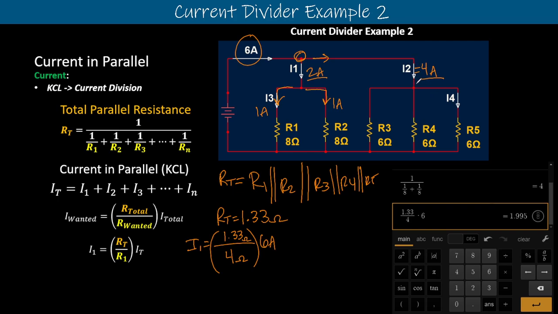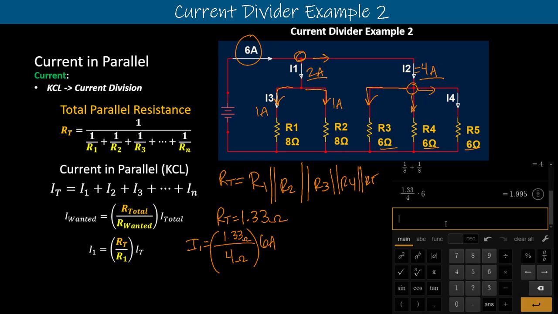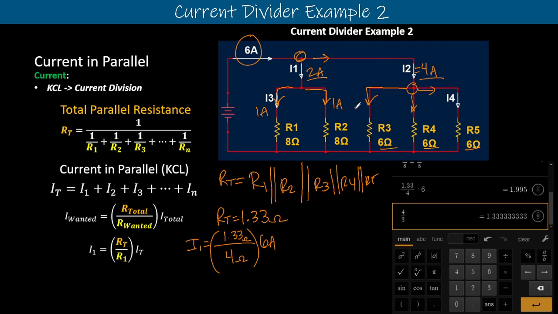So I2 will divide 3 different directions equally. They're all 6 ohms over here, so we'll have our 4 amps divide out down each of these branches, and we can take our 4 amps and divide it by 3. 4 divided by 3. And that gives us 1.33 amps down this R3 branch, 1.33 amps down this R4 branch, and 1.33 amps down this R5 branch.